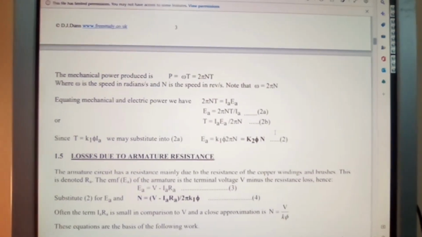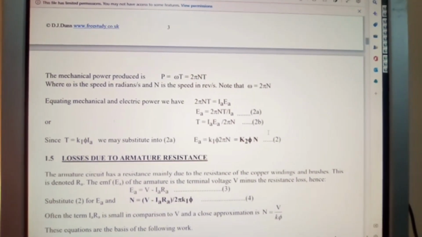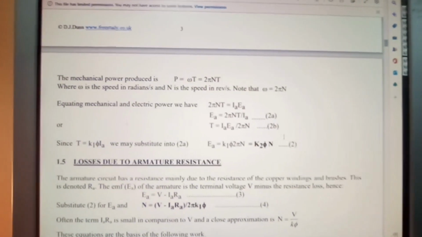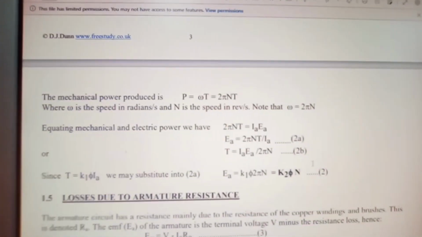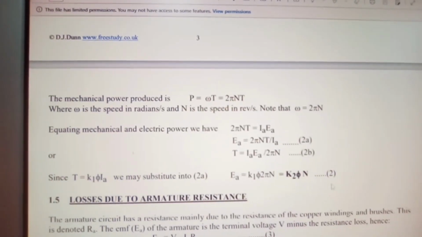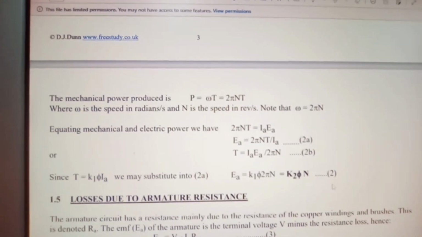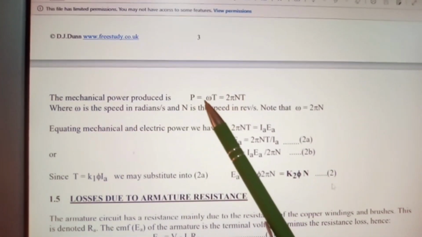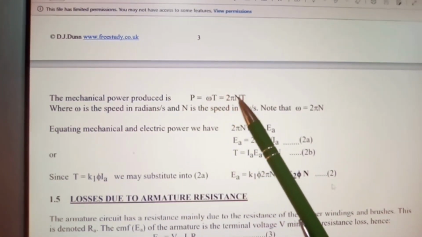And what I wanted to come on to now is to look at the mechanical power produced. Let's just go in a little bit closer so we can see what we're looking at and dealing with. The mechanical power produced is P equals omega T equals 2 pi nT.